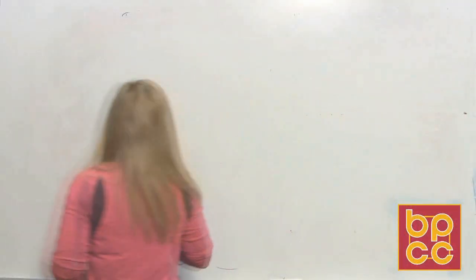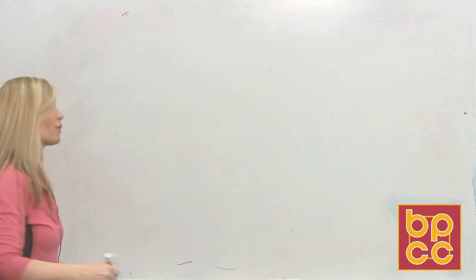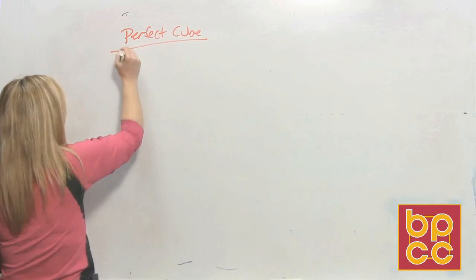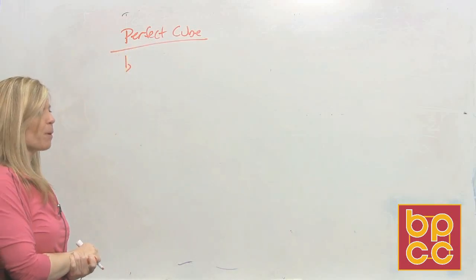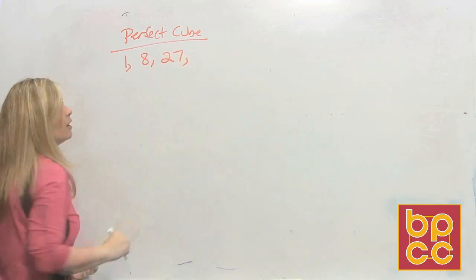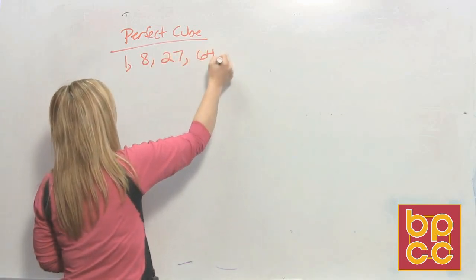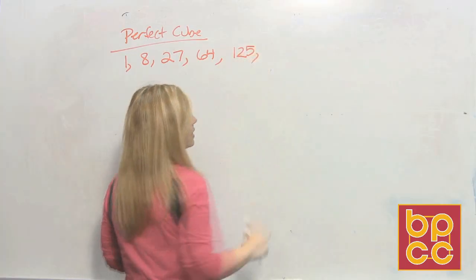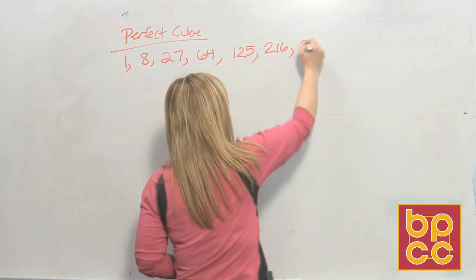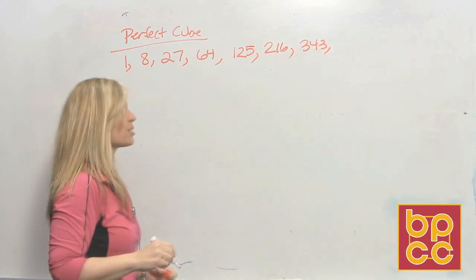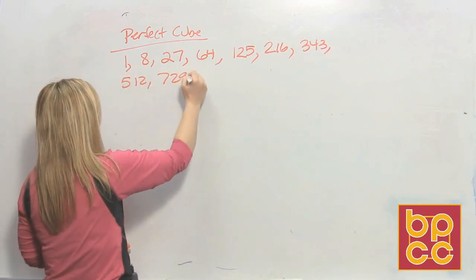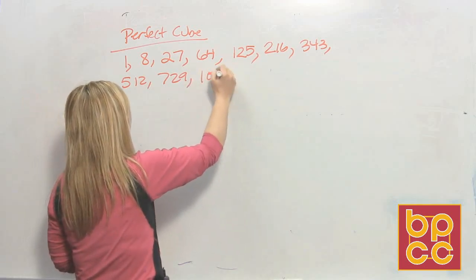What number are we going to multiply 3 times to give us a perfect cube? The first perfect cube, obviously, is the number 1, because 1 times 1 times 1 is 1. The next perfect cube is 2 times 2 times 2, which is 8. 3 times 3 times 3, which is 27. 4 times 4 times 4, which is 64. 5 times 5 times 5, 125. 6 times 6 times 6, 216. 7 times 7 times 7, 343. 8 times 8 times 8, 512. 9 times 9 times 9, 729. 10 times 10 times 10, 1,000.